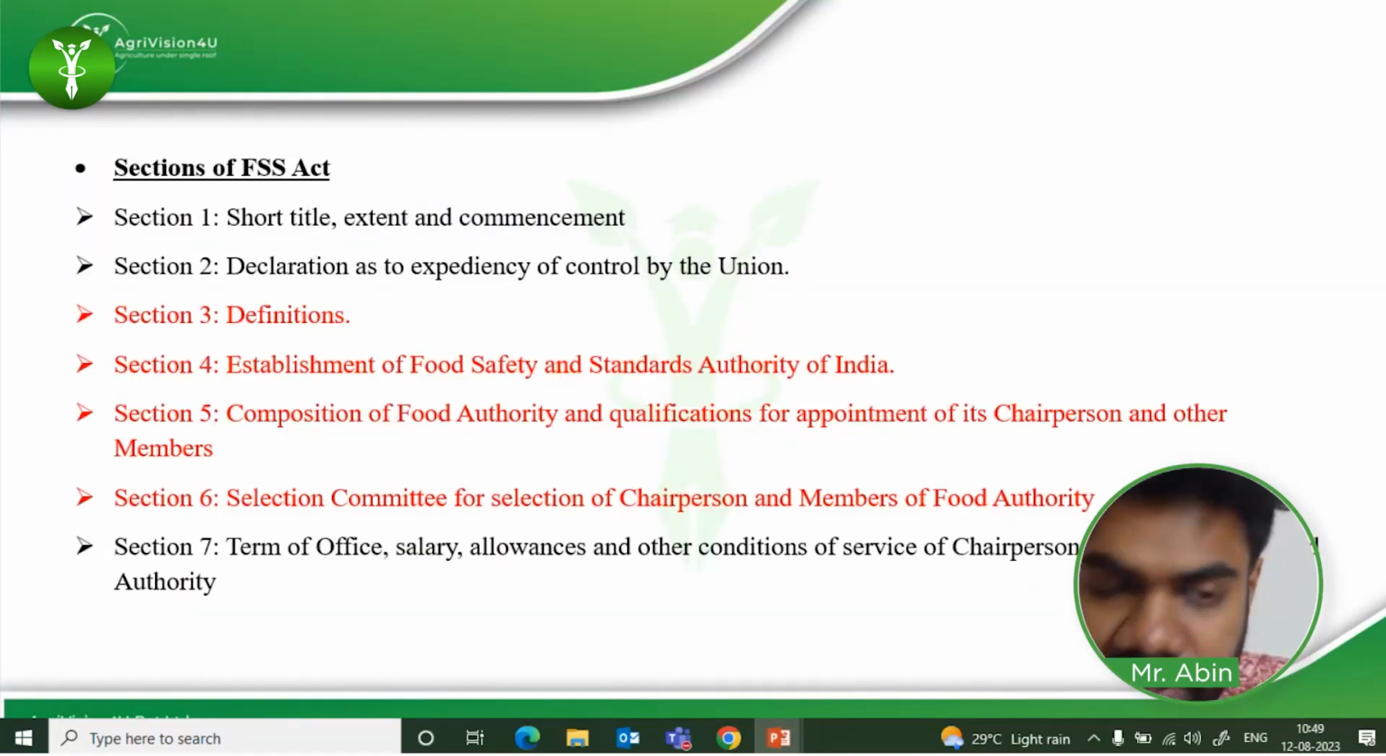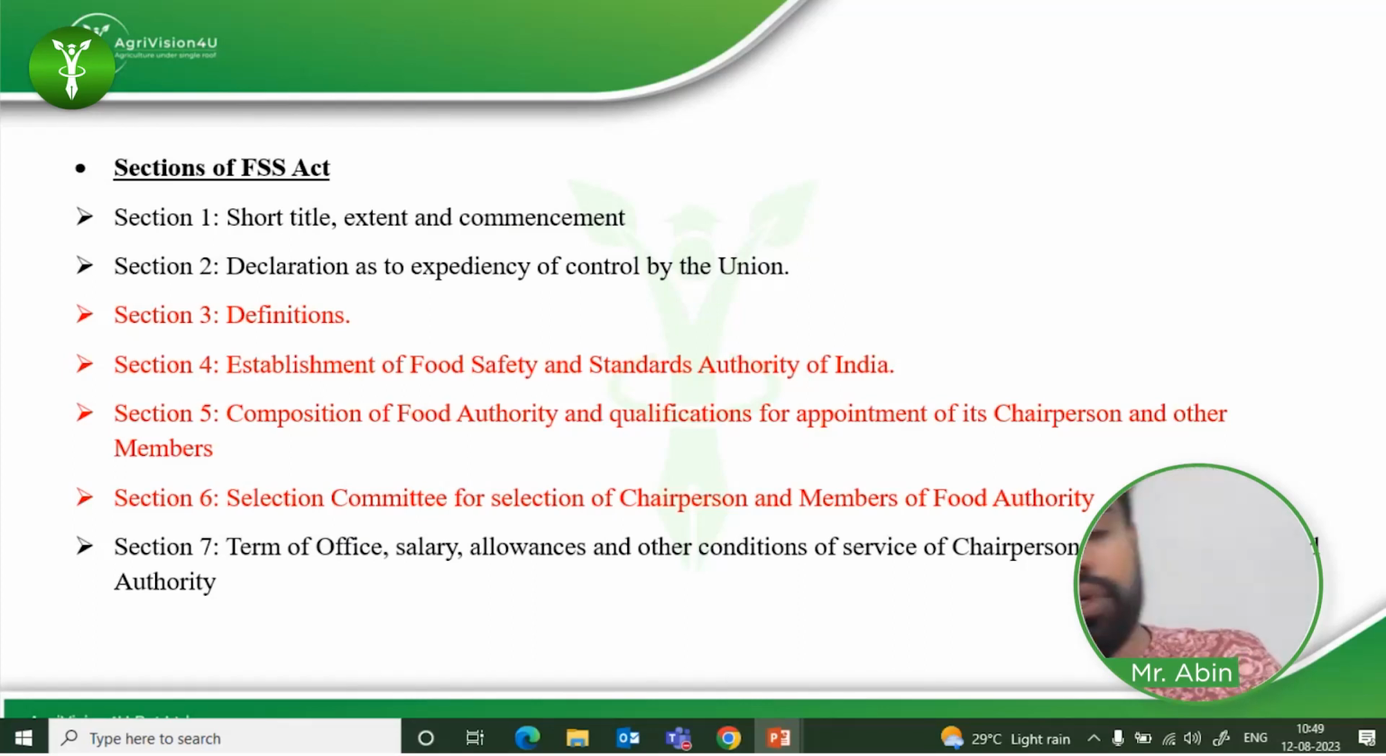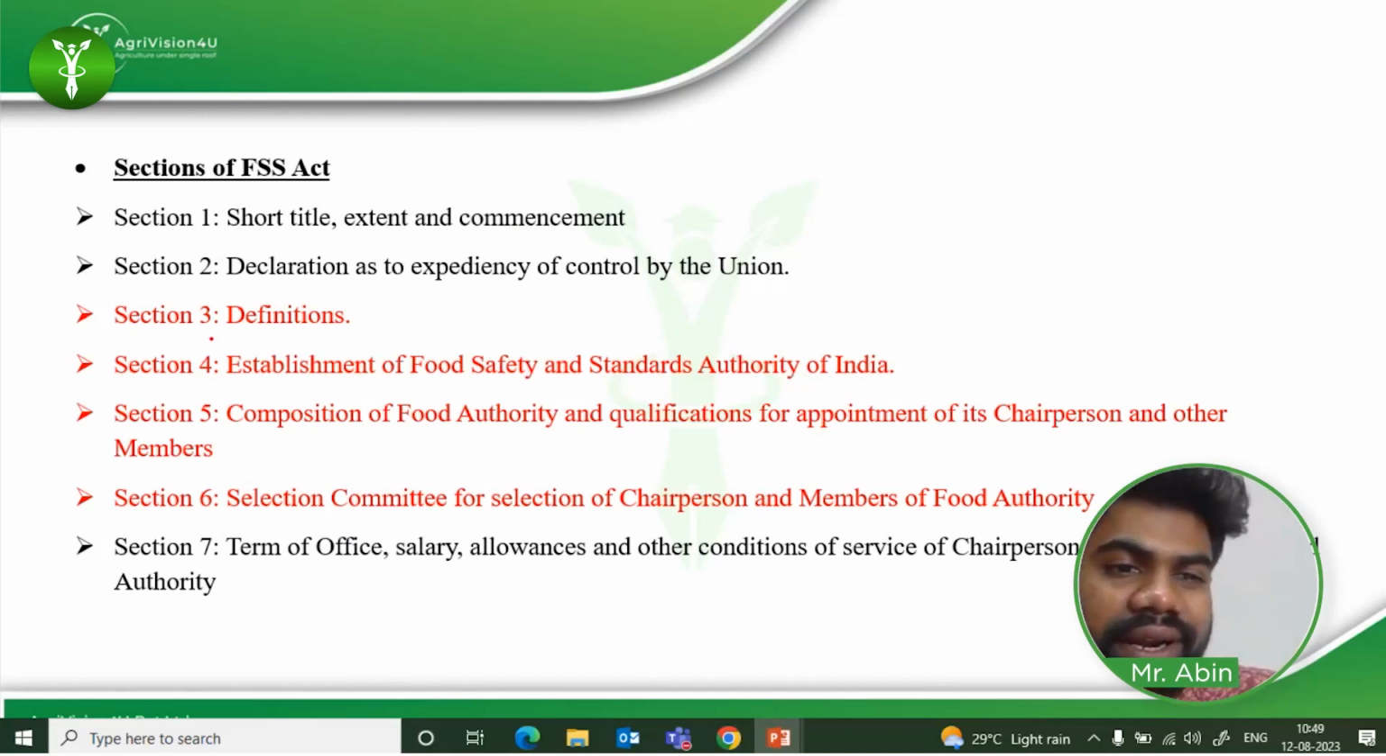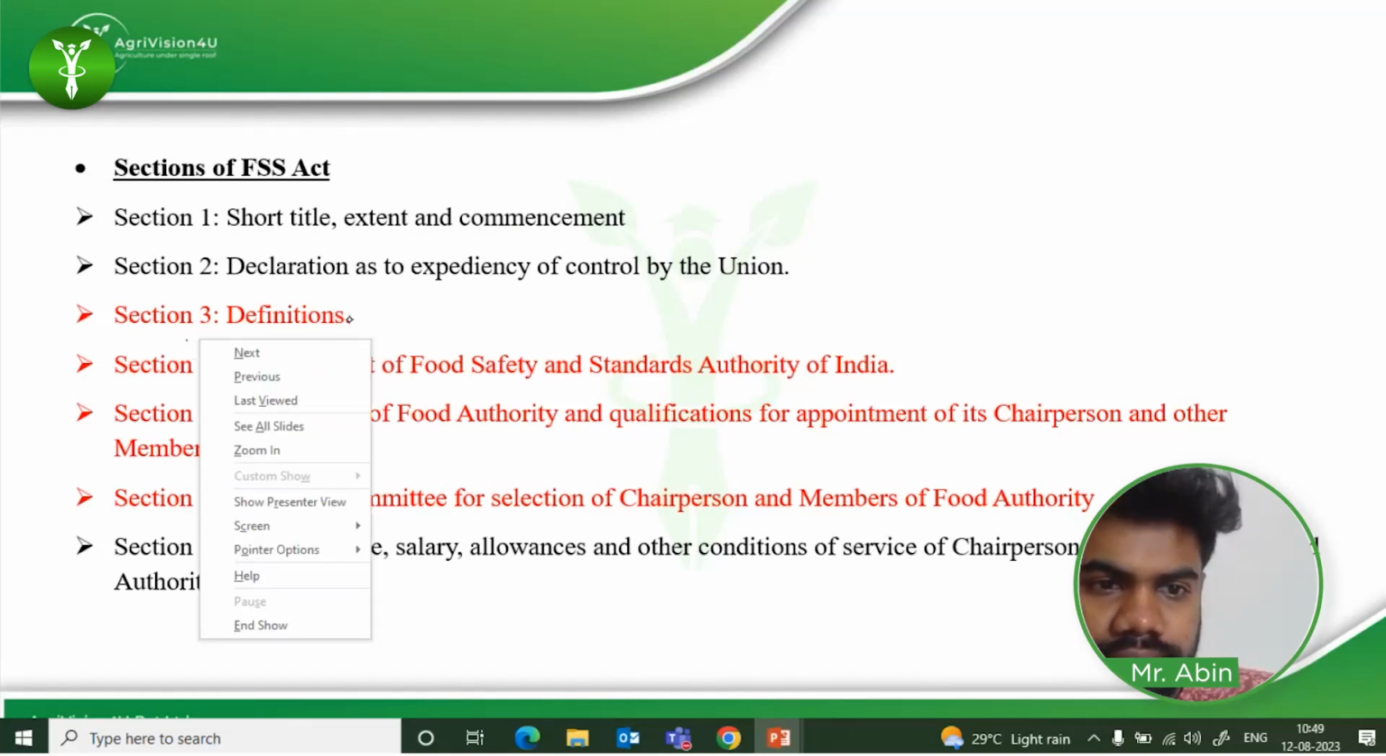So now we will be moving directly into the Act. I have already told you there are 101 sections. Whatever I have marked in red is somewhat important. Just try to get an idea of where it is coming.